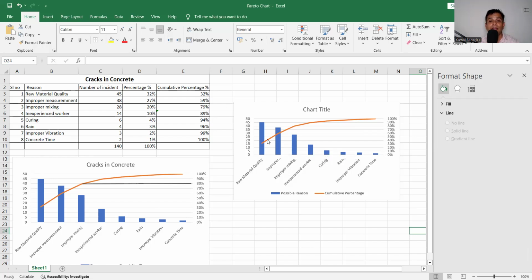Here we can find out that 80% of the problem is coming from these two, that means raw material quality and improper measurement. So we can focus or rearrange our resources on those two. If we can find that, 80% of the problem will be gone, and the other 20% we can minimize immediately. So the Pareto chart will help you find the most possible reason, and accordingly you can plan your resources so that the process will be improved, continuous improvement will be there, and the end product will be as per the requirement. So this way you can make the Pareto chart in Excel itself.